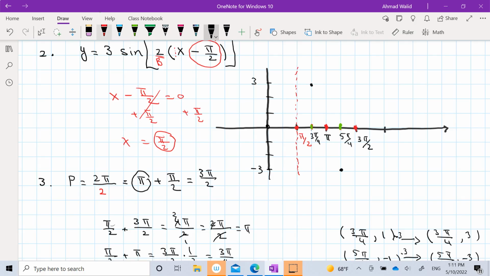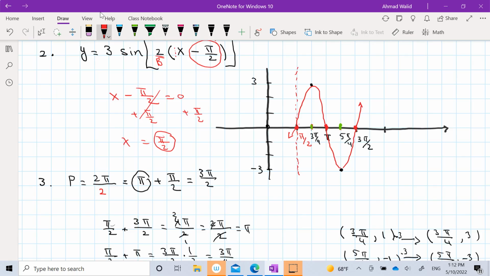Now, the graph of sine always starts from here, 0. It goes up, crosses the pi at 0, goes down to 5 pi over 4, and goes up back to 3 pi over 2. You graphed only one cycle, correct? You graphed only one cycle. If you add pi, k pi in it, you can also graph more cycles here, correct?